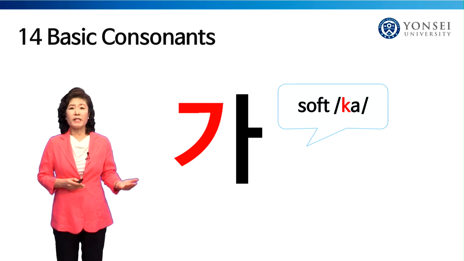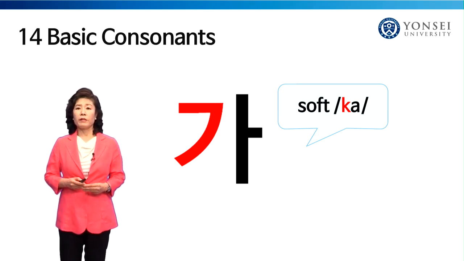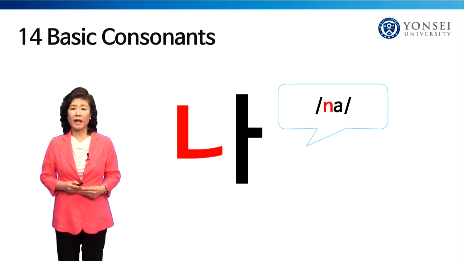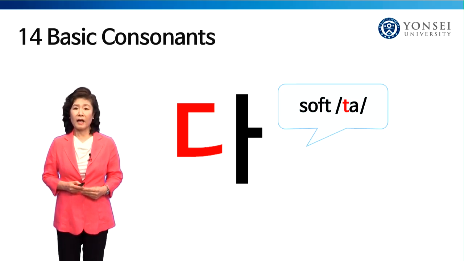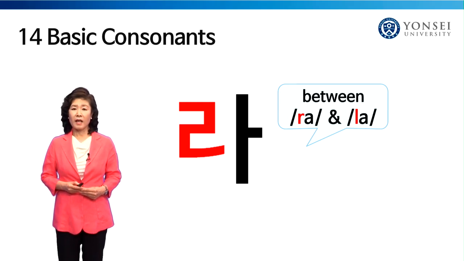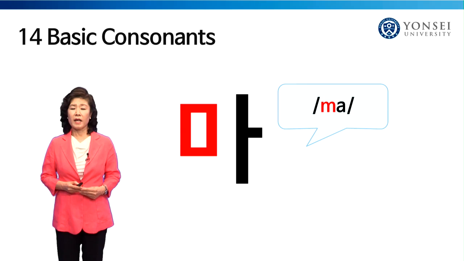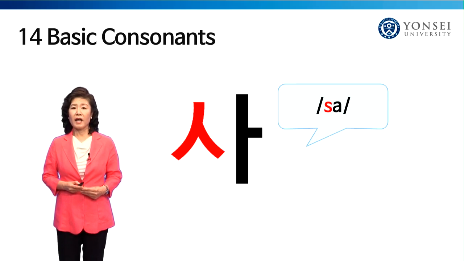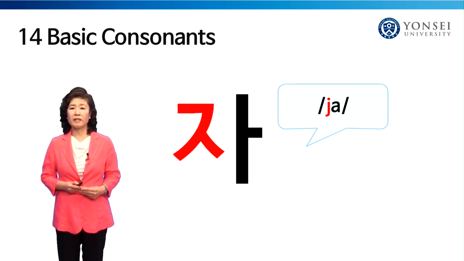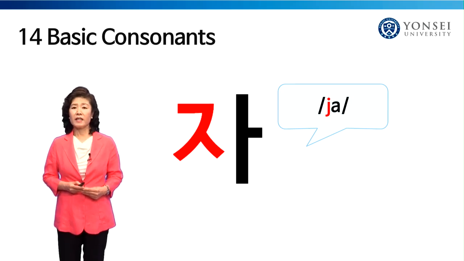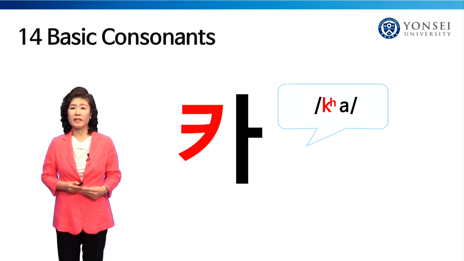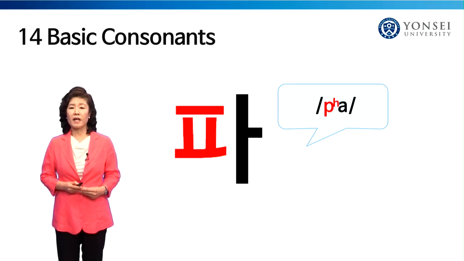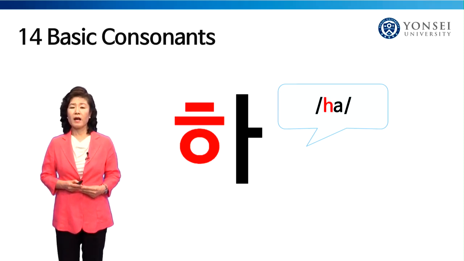We will pronounce these letters with the first basic vowel a. 가, 나, 다, 라, 마, 바, 사, 아, 자, 차, 카, 타, 파, 하.